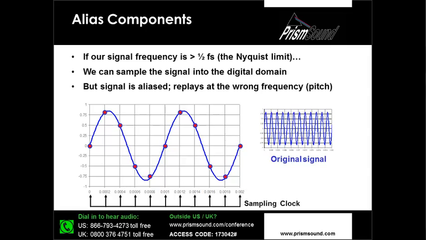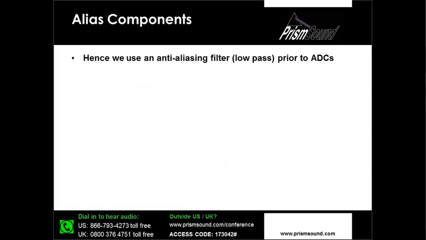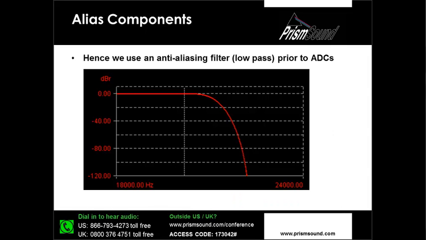So aliasing is something that we need to be concerned about, and we employ an anti-alias filter to remove high-frequency signals above the Nyquist limit prior to the quantization stage. So there's our Nyquist limit, and here is a measurement of an anti-alias filter rolling off the signal down to very low amplitude before we get to the Nyquist limit.